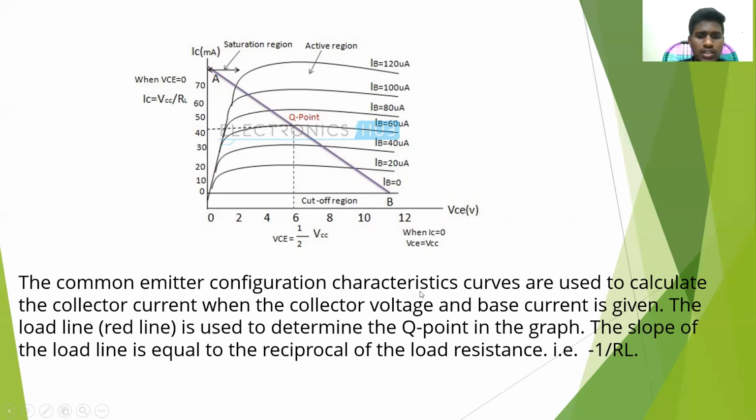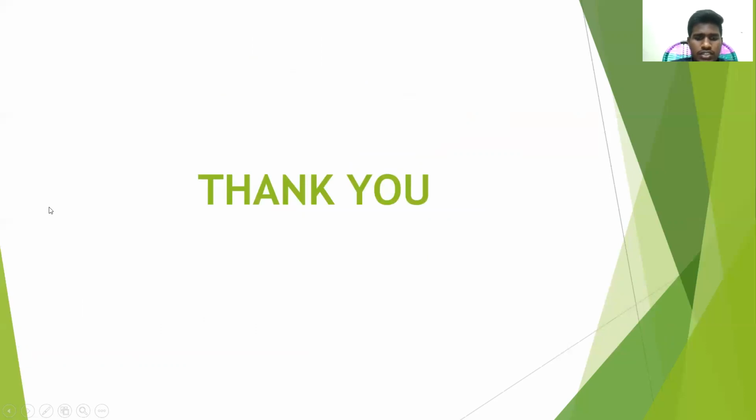The common emitter configuration characteristic curves are used to calculate the collector current when the collector voltage and base current are given. The load line is used to determine the Q point in the graph. The slope of the load line is equal to the reciprocal of the load resistance, that is minus 1 by RL. If we go with the input current, we will take the input voltage and input current, and we will calculate the output current, that is IC. So these are the characteristics of the regions.